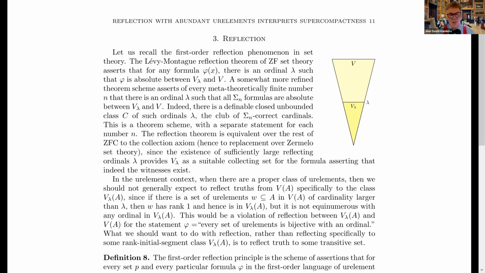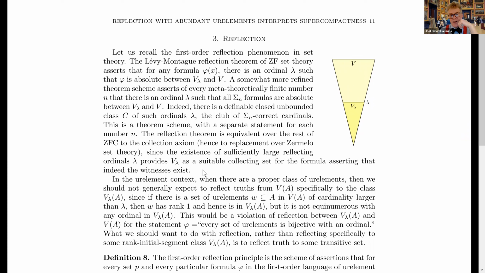So the reflection theorem, I assume most of you know, the Levy-Montague reflection theorem in ZFC says that if you have a formula in set theory, then there's some ordinal lambda so that it's absolute between V_lambda and V. And in fact, you can get a proper class club of such lambda for which all the Sigma_n formulas are absolute in that way.